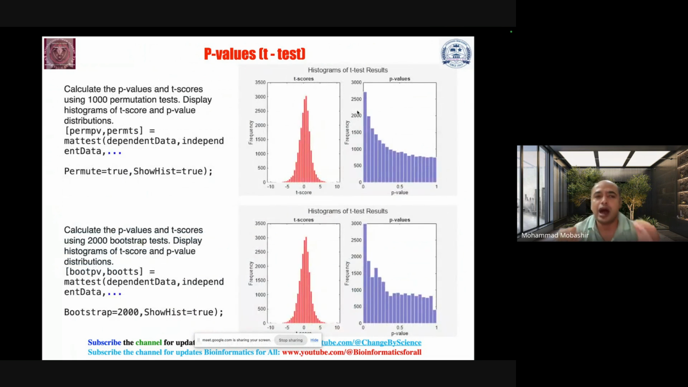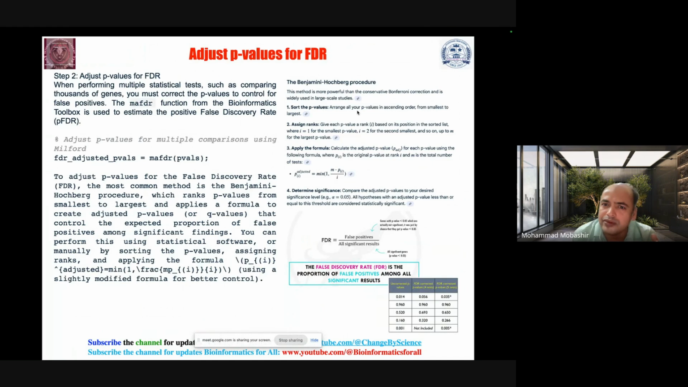Similarly, after that, you need to understand what permutation is, and how to go for further correction of the calculated p-values. What is FDR, and why are we doing FDR? The FDR, or false discovery rate, is the proportion of false positives among all the significant results. The method mostly used is the Benjamini-Hochberg procedure. Of course, there are others like the Bonferroni correction also, but it depends on you which one you are going to use. FDR means false positives divided by all the significant results.